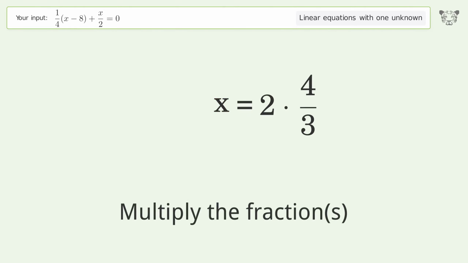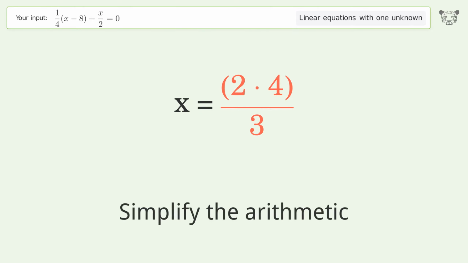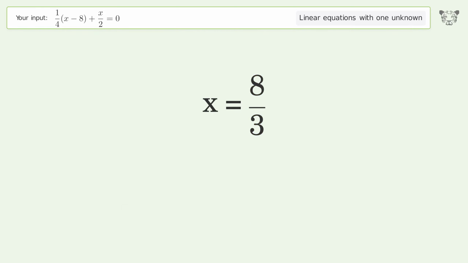Multiply the fractions. Simplify the arithmetic. And so the final result is x equals 8 over 3.